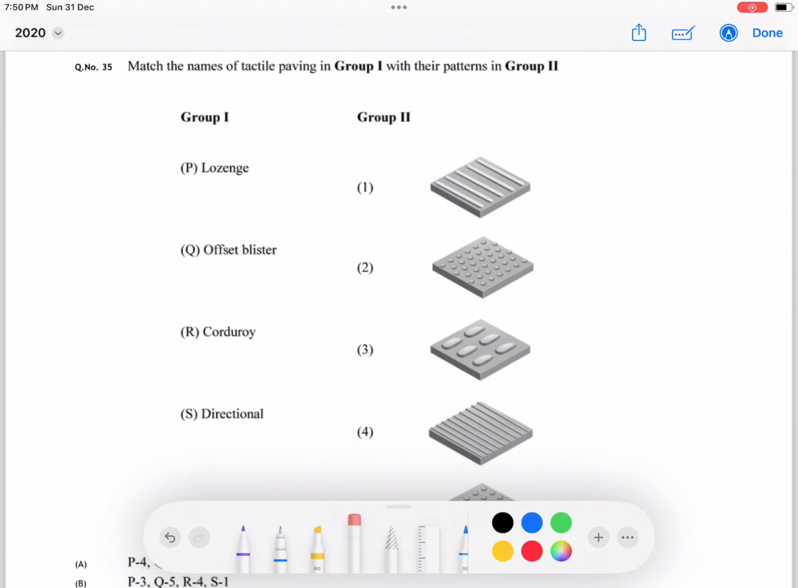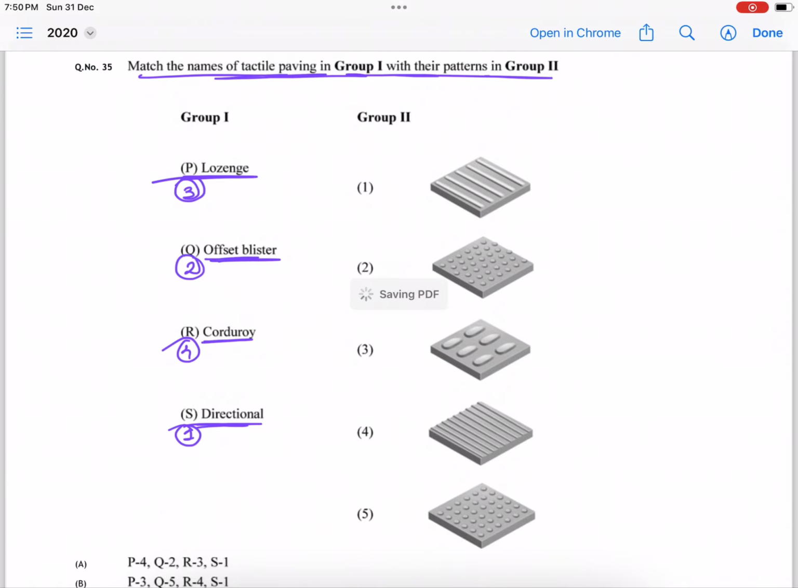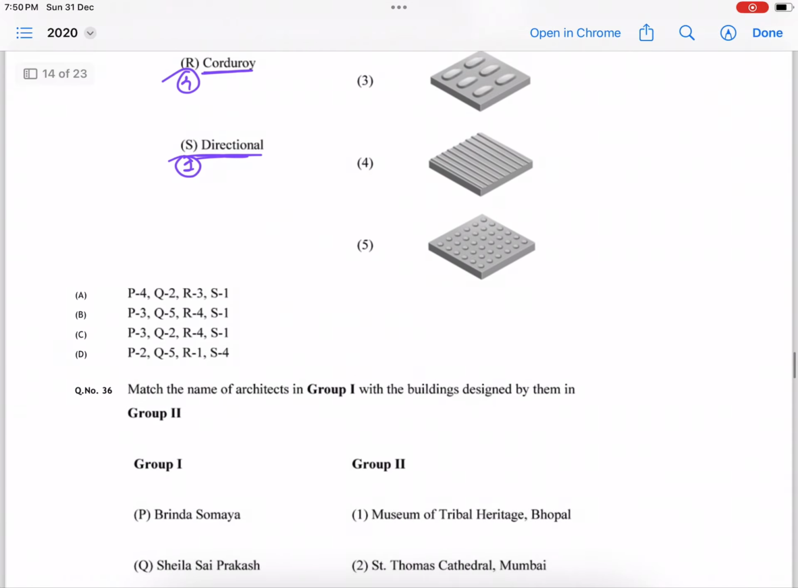Question number 35. Match the name of the tile paving in group 1 with the pattern in group 2. So the Lawrence is the third pattern, the blister is shown by the second, Quadro is shown by the fourth, and directional is shown by 1. So we see the best match answer here is the C1.